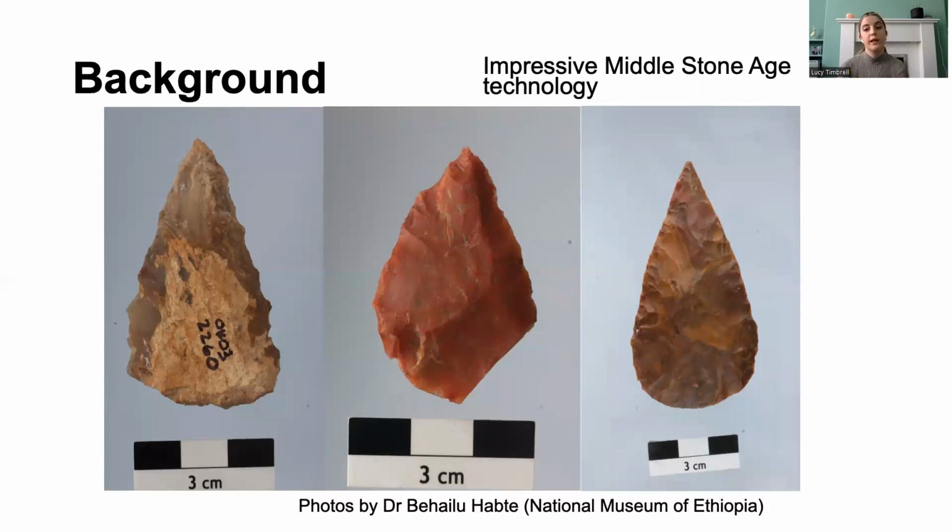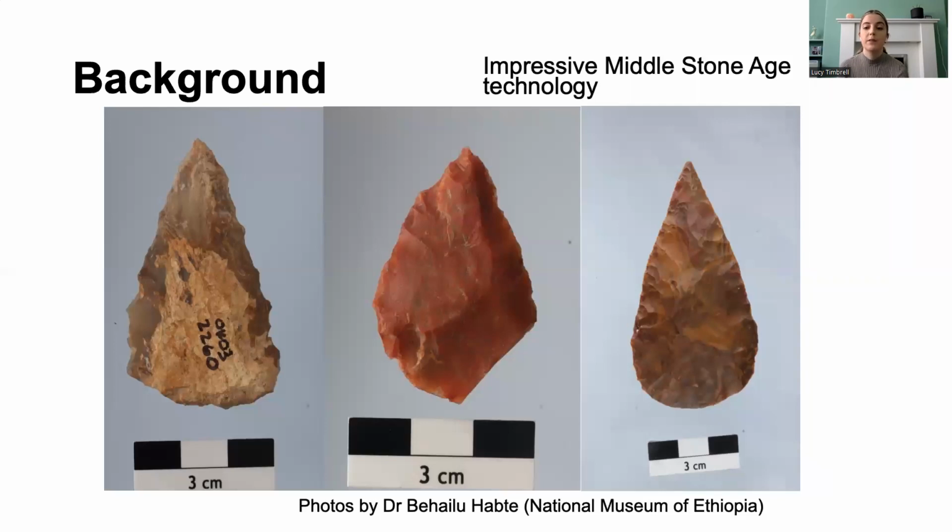So the Middle Stone Age is the phase most commonly associated with the emergence of our species across Africa. And the Middle Stone Age record of Eastern Africa is particularly rich, largely due to the extensive research history and the preservation conditions of the region.